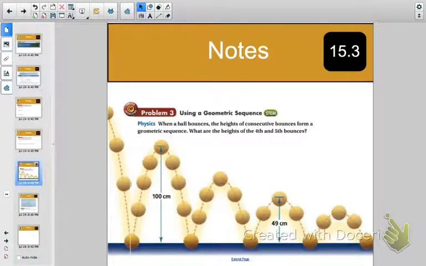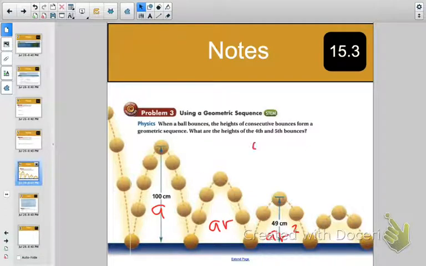Okay, when a ball bounces, the heights of consecutive bounces form a geometric sequence. What are the heights of the fourth and fifth bounce? Okay, so we have 100, we have an unknown here, we have 49. So the first thing we could do is figure out what the ratio is, again, by using this as A. This would be A times R, this would be A times R squared.